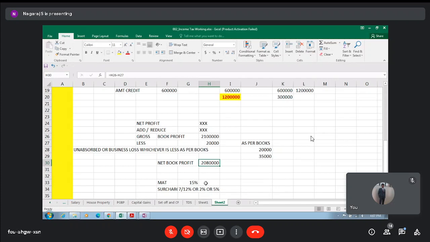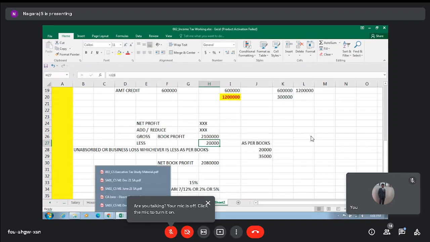On this, you need to pay 15% MAT, and add surcharge depending on your book profit. If the book profit exceeded 1 crore, 7%. Not exceeded 10 crores, 7%. If it has exceeded 10 crores, 12%. Total that 15% plus surcharge. For that, you add 4%. Sorry, the two crore, 15% over, sir. Yes. On this, after adjusting this. Okay. That part I will show you.